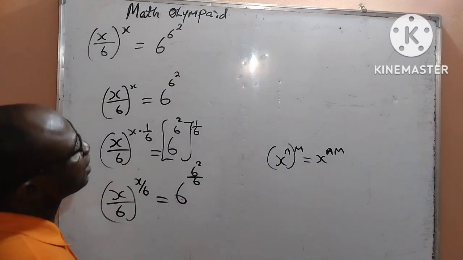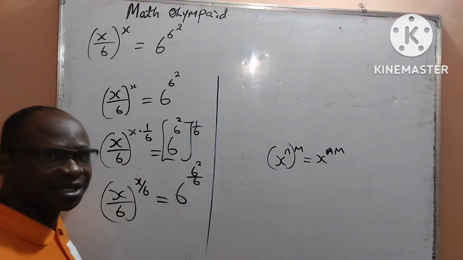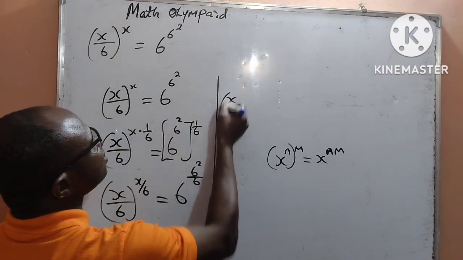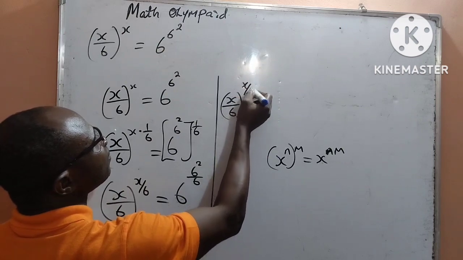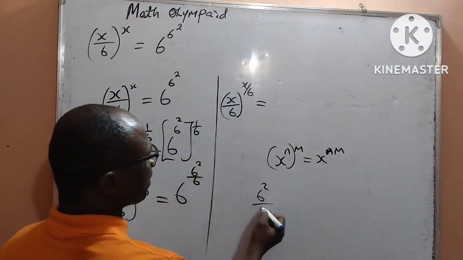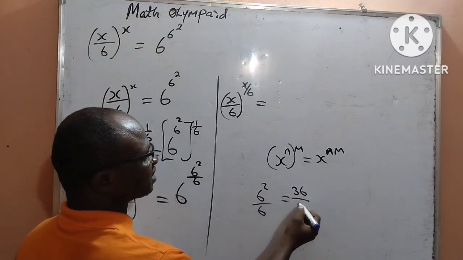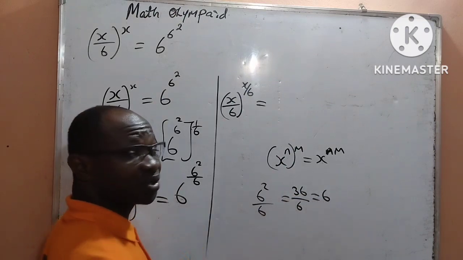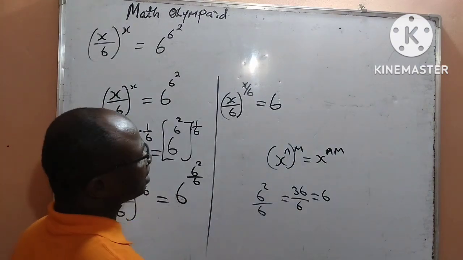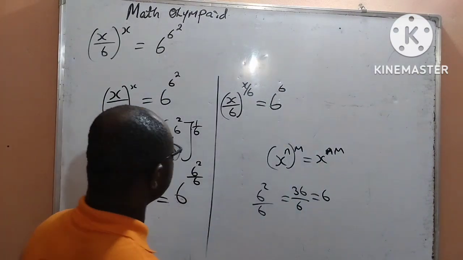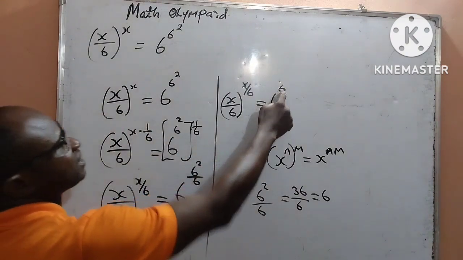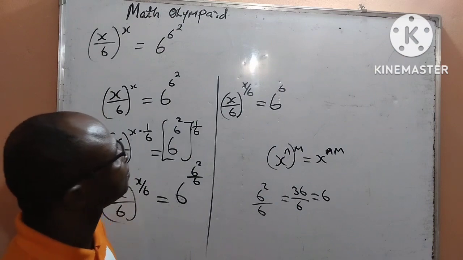Now, looking at this, by the left I still have (x/6) to the power of x over 6. But by the right hand side, you can agree with me that 6 to the power 2 over 6 is the same thing as 36 over 6, and it is equal to 6. So by the right hand side I shall have 6 to the power of 6, okay? Meaning that 6 to the power 2 is 36 divided by 6 giving me 6 as the power left.